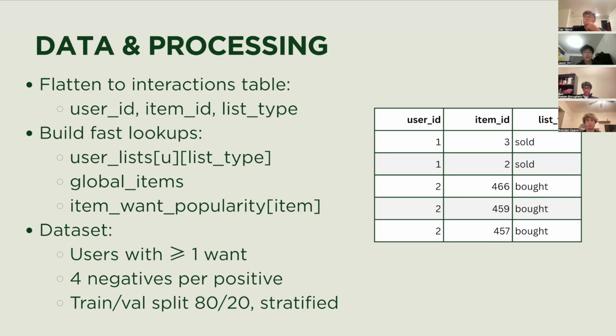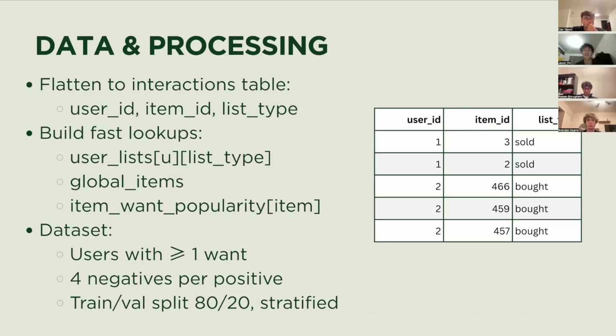After flattening, we built the efficient lookup structures. These are essentially pre-computed dictionaries that allow us to quickly answer questions like, does this user have this item in their bot list? How many users want this item? Or what other items has this user interacted with? These lookups are crucial for both negative sampling and feature computation. Without them, training would be too slow.